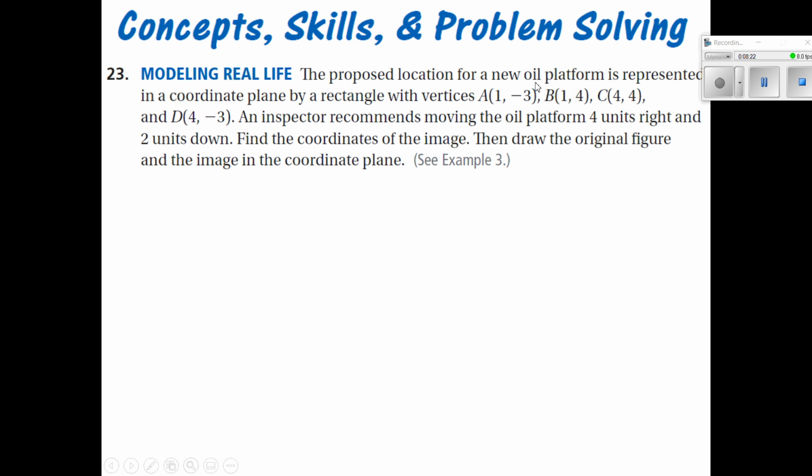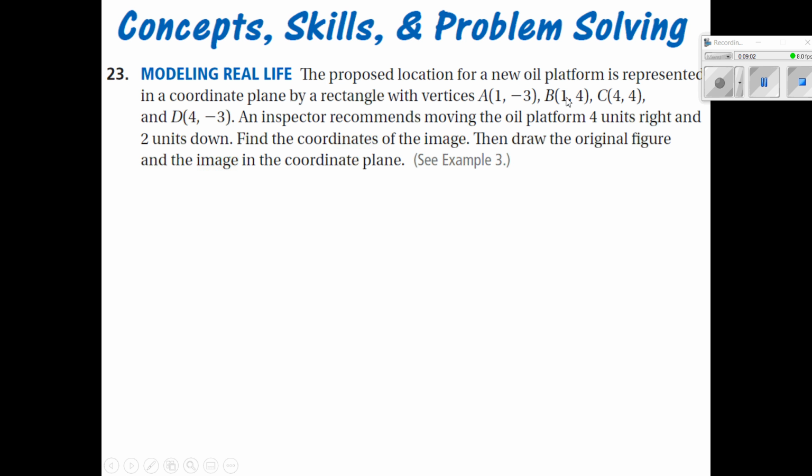The proposed location of the new oil platform is represented in the coordinate plane by a rectangle with vertices A, which is (1, -3), B, which is (1, 4), C, which is (4, 4), and D, which is (4, -3). The inspector recommends moving the oil platform 4 units to the right and 2 units down. Find the coordinates of the image. Well, we've got 4 units to the right, which is our x. So 1 plus 4 will be 5. And then 2 units down, which is going downward, making more negative. That's going to be negative 5.